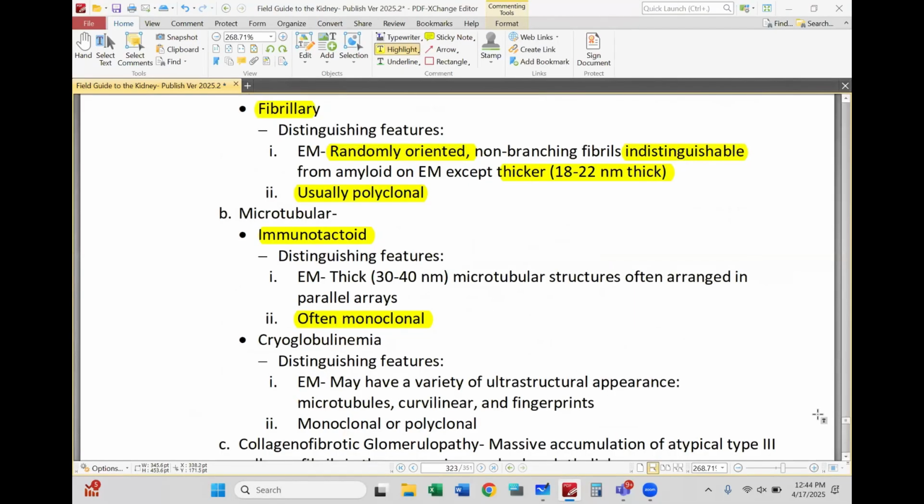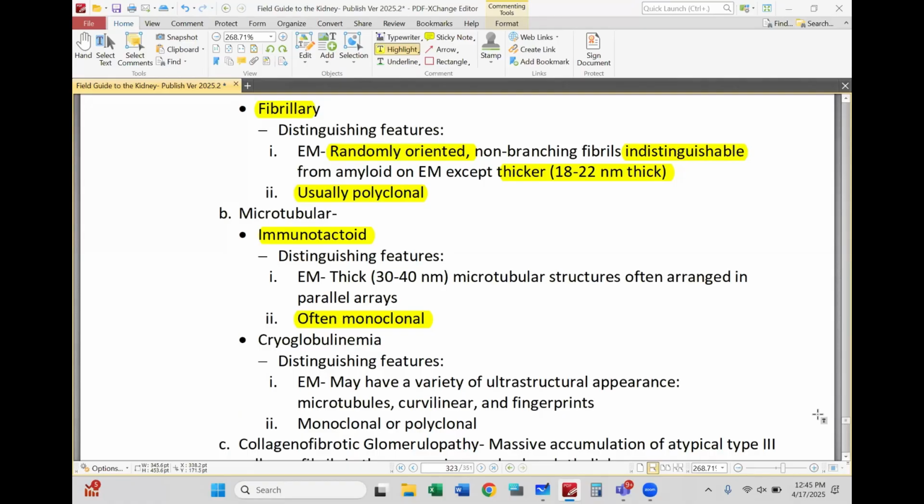People are now describing this heat shock protein, which is now perhaps a send-out test that is accessible even outside of the research domain, where you could check for this DNAJB9, a heat shock protein that's been found to be present on fibrillary kidney biopsies with a high degree of sensitivity and specificity.